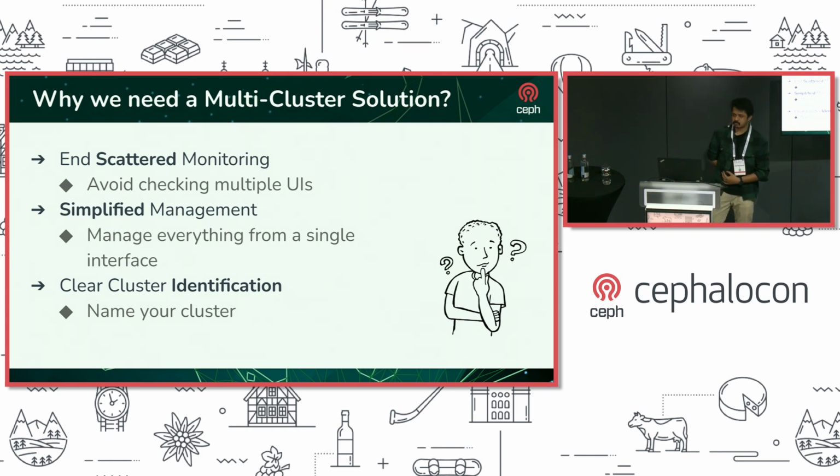We also wanted to simplify the management in the multi-cluster situation and provide clear cluster identification. The cluster FSID of Ceph is not easily recognizable, because it's a random UUID generated on every cluster. If you want to manage more than one cluster, you want to name your cluster better, know which cluster it is, and know what purpose it is used for. That is something we also want to provide in this multi-cluster solution.